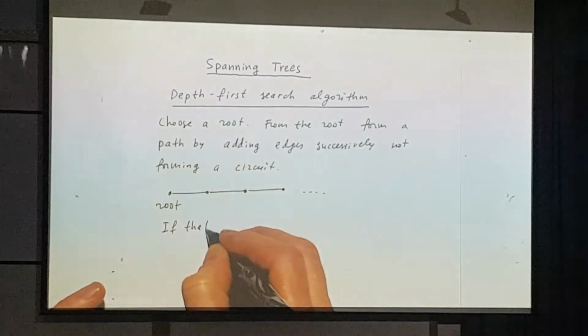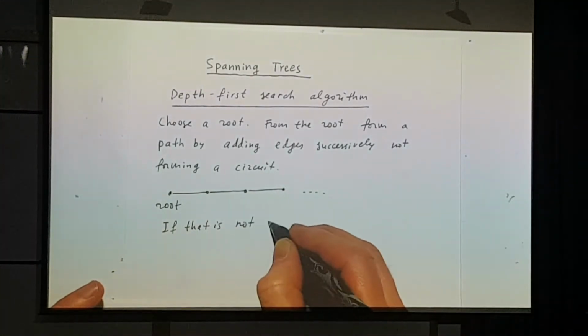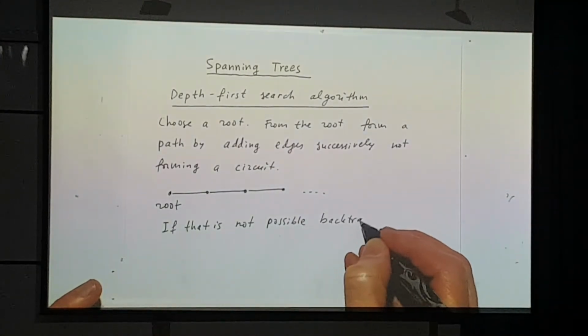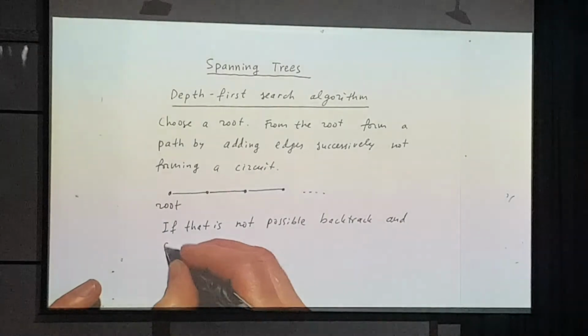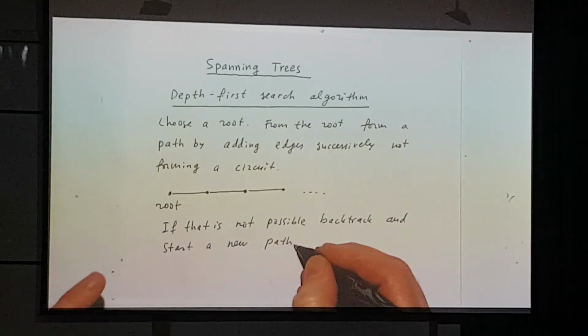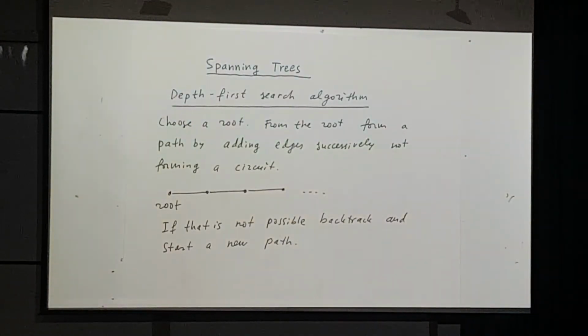If that is not possible, backtrack and start a new path, and then build that new path as long as possible. If not possible, backtrack and always check for possibilities of new paths. So that's the key idea, but it doesn't give you a prescription for unique choices.